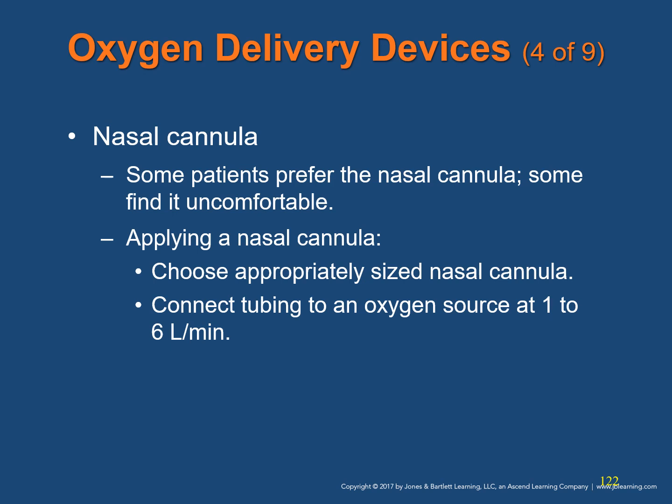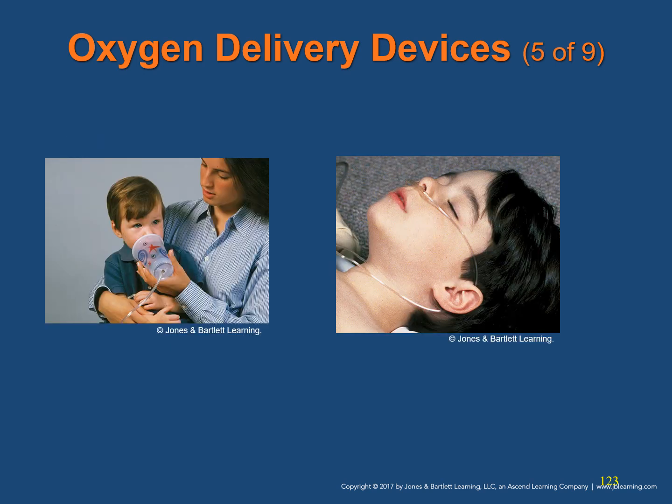Nasal cannula. Some pediatric patients prefer the nasal cannula. Others find it uncomfortable. Applying a nasal cannula. Choose the appropriately sized pediatric nasal cannula. The prong should not fill the nares entirely. Connect the tubing to oxygen source set at 1 to 6 liters per minute. The figure on this slide shows the blow-by technique and a nasal cannula.